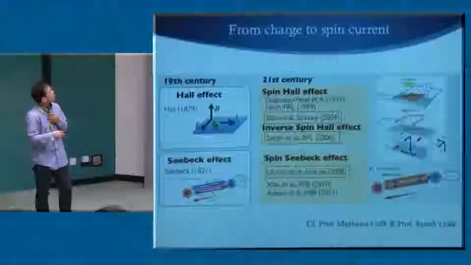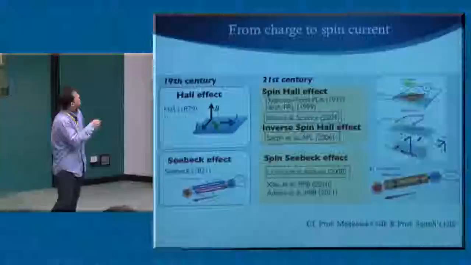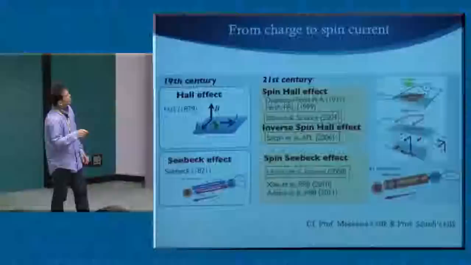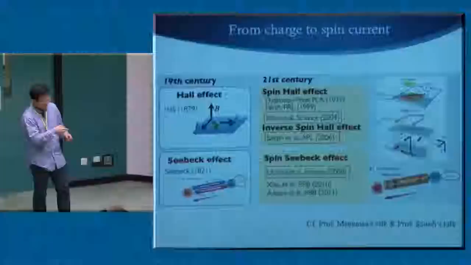And as you can see here are the famous Hall effect and the Seebeck effect, which were discovered in the 19th century. And if you add the prefix spin to them, then they are reborn as hot topics in the field of spintronics. And such kinds of topics were given in Michael-sensei's talk and Saito-sensei's talk. So let me skip the details of these topics.